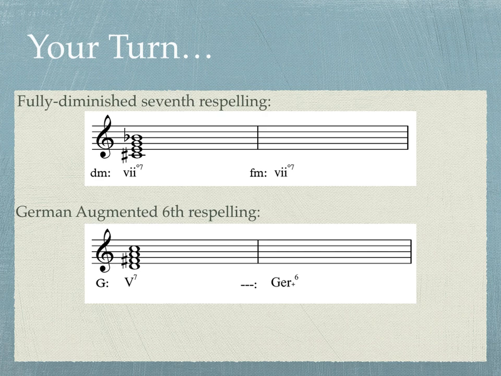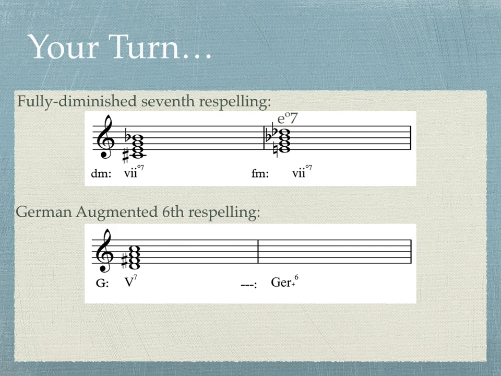For the fully diminished 7th chord, you should have gotten an E fully diminished seventh chord, spelled E natural, G, B flat, D flat, as seven fully diminished seven in the key of F minor. Notice how the C sharp in the first chord becomes D flat in the second chord in order to spell it properly in the new key.